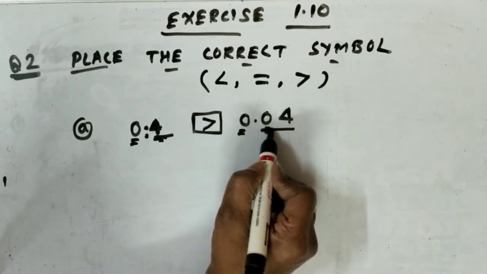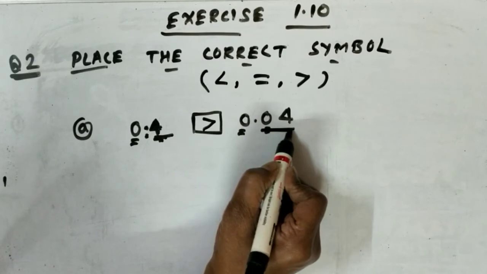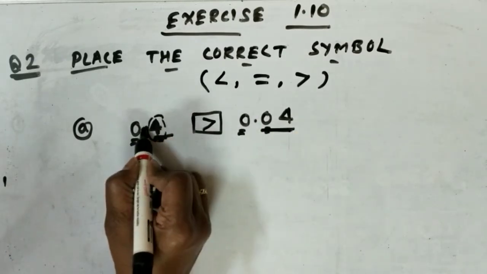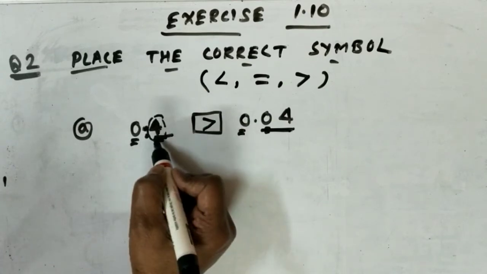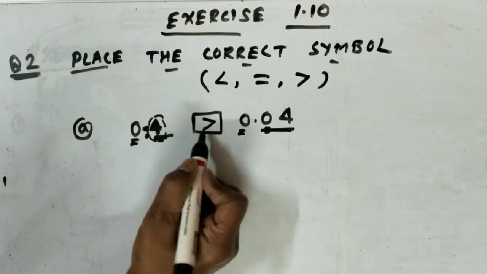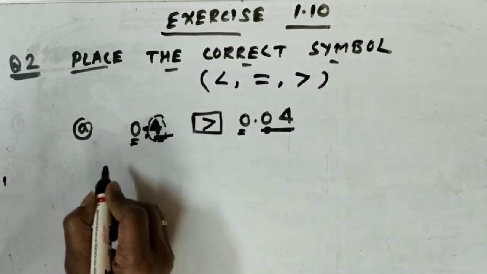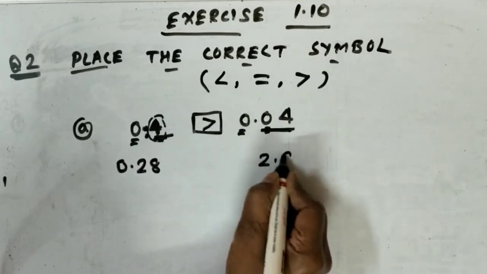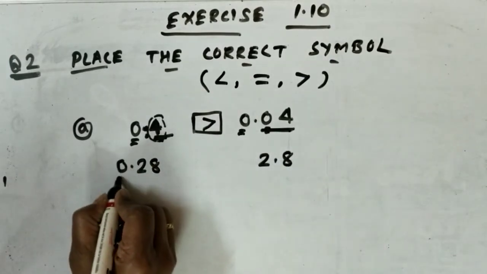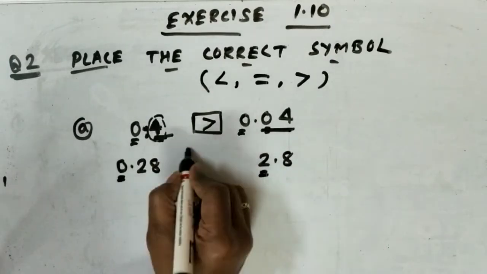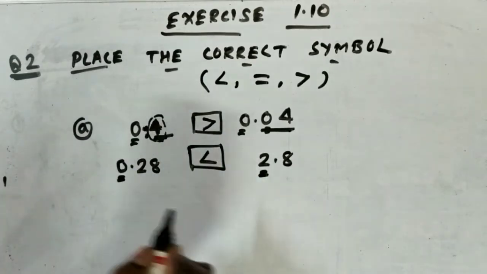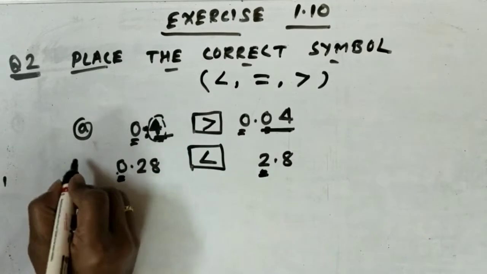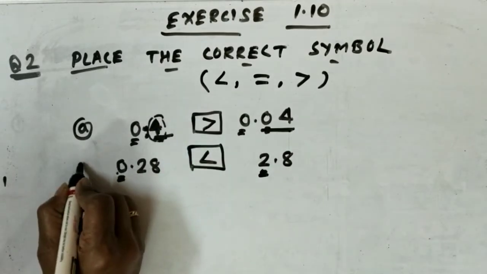Although you see that two digits are there after the decimal point, we are going to see only the tenth place after the decimal point. The decimal whose tenth place is greater, that number is greater. Another example you see: 0.28, 2.8. Here the idea is clear. Definitely this number is greater, because 2 is greater than 0 in the tenth place.